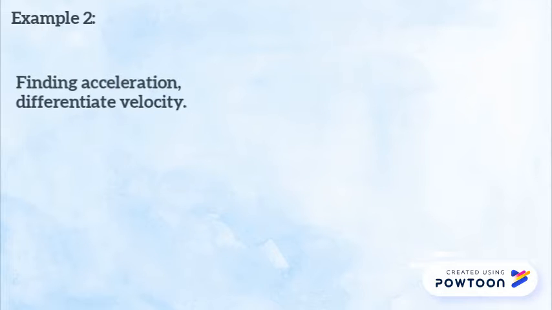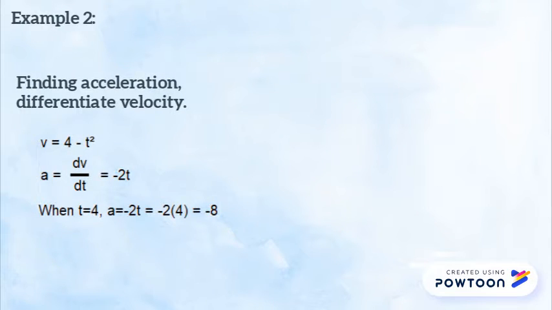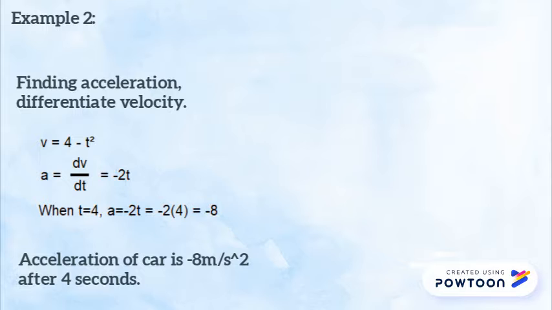So to find acceleration, we will differentiate velocity. The differentiation of velocity gives you negative 2t. So when t equals 4, acceleration will be negative 8 meters per second squared after 4 seconds.